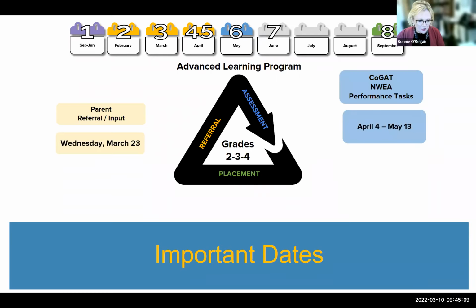The second date is actually a range of dates. It's for the assessments. Students will take all assessments between April 4th and May 13th. Now this window seems long, but there's time off for spring break in there and a bit of a cushion. So if your child is not feeling well on any of the scheduled test dates, makeup tests will be given within the window. The building-specific dates will be emailed to you on March 30th and April 1st.